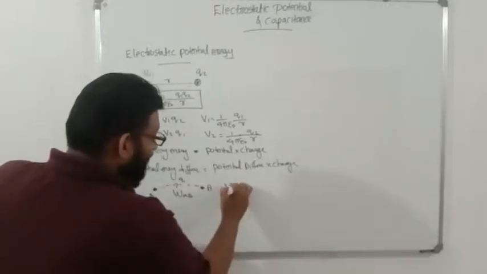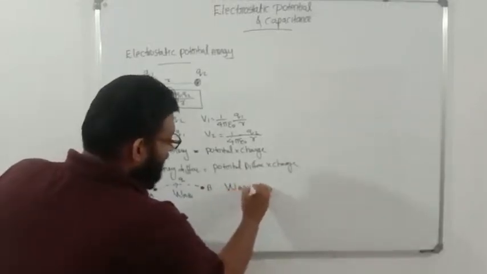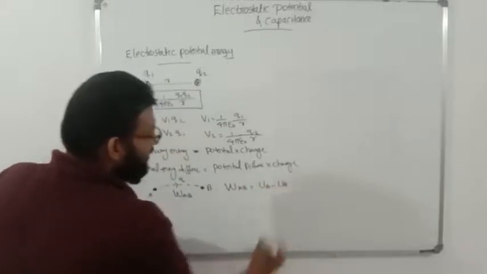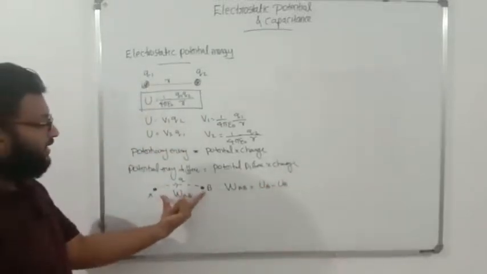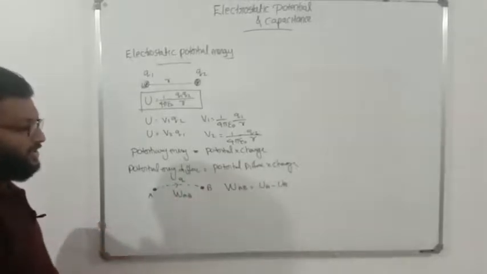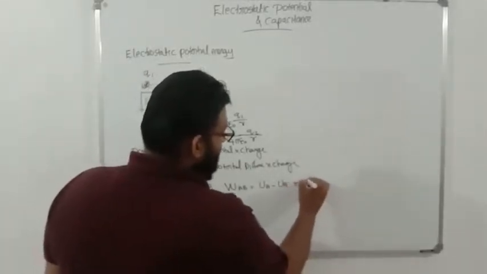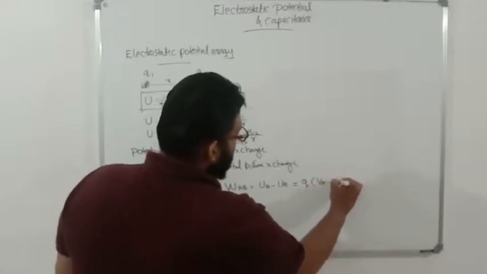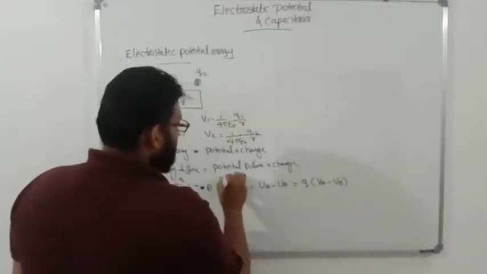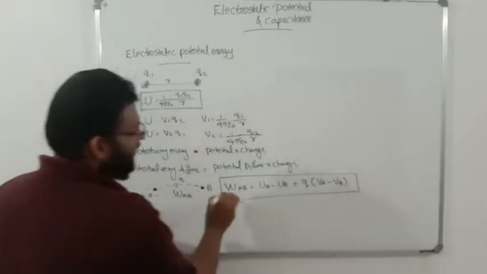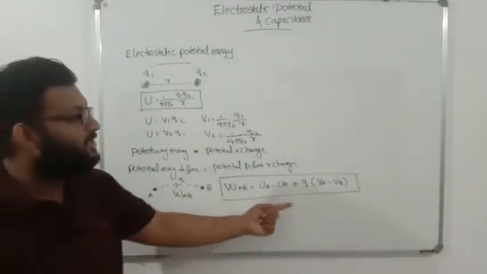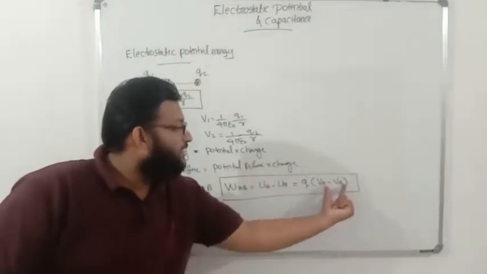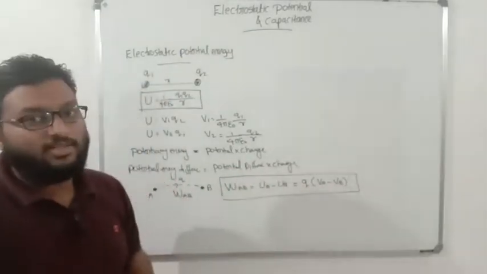Then you can write down that the work done WAB is equal to the potential energy at A minus the potential energy at B. So this work done is equal to the change in potential energy. It can also be written as charge into potential at A minus potential at B. So guys, this is the relation between work done, potential energy difference, and that potential energy difference is nothing but potential difference into the charge. Okay.